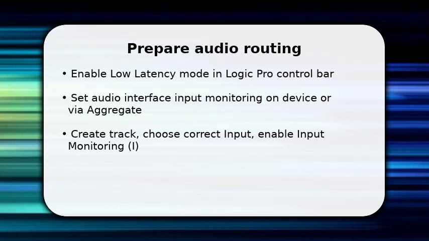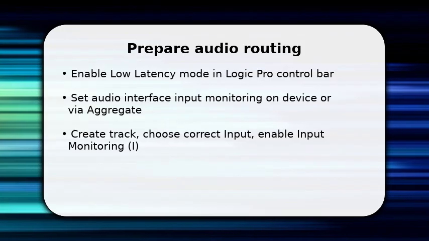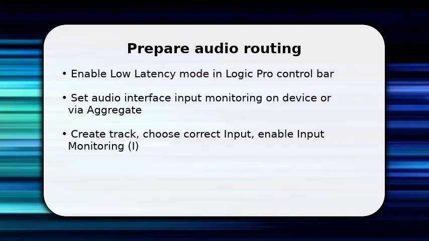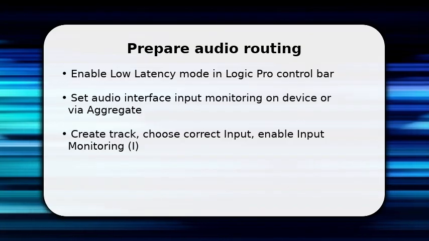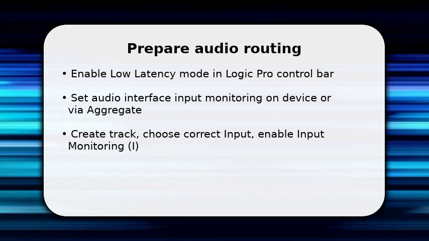You start by targeting routing, not preferences. Open Logic, choose your audio interface in Audio Preferences, then create the track you'll hear from. Select the correct input channel that matches your mic or line source and turn on Input Monitoring, the I button. Once done, enable Low Latency mode to reduce delay. Make sure the device's hardware monitoring is set correctly if you rely on the interface. These steps guarantee a signal path exists so monitoring can work.